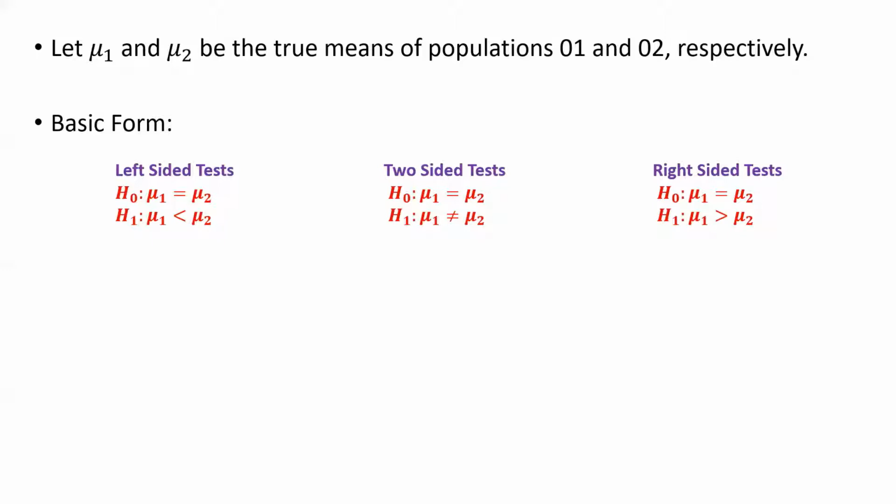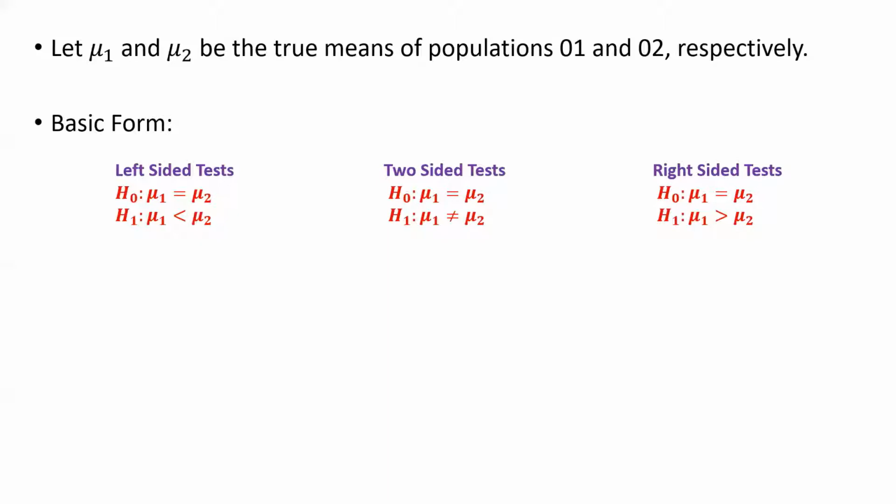The null hypothesis H0 will be of the form mu1 equals mu2. The alternative hypothesis will decide whether the test is left-sided, two-sided, or right-sided. For a left-sided alternative, mu1 should be lesser than mu2. For a two-sided alternative, mu1 should be not equal to mu2. For a right-sided alternative, mu1 should be greater than mu2.